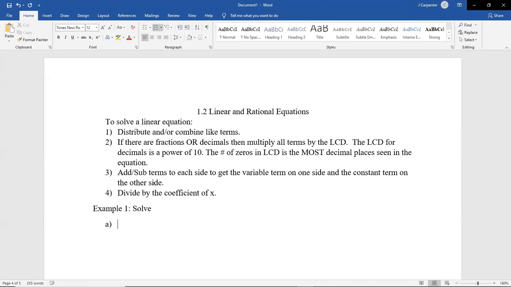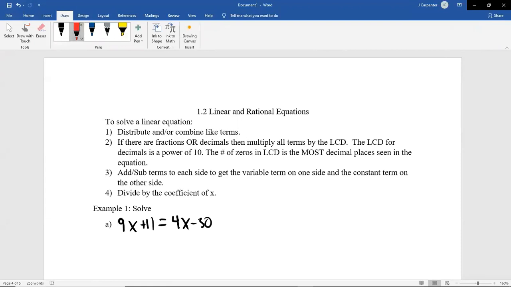9x plus 11 is equal to 4x minus 30. So the equation is in black. I'll show me moving things around in red. Now, you're supposed to have gone through Algebra 1 and Algebra 2. You should all know how to handle this equation. Again, the main reason we do a review of this is honestly step 2, because most of you, half of you, some portion of you have forgotten how to handle fractions and decimals in equations. So this one should be easy.